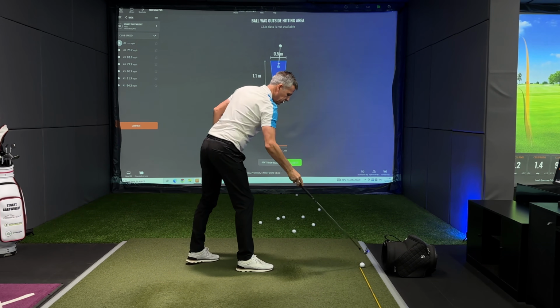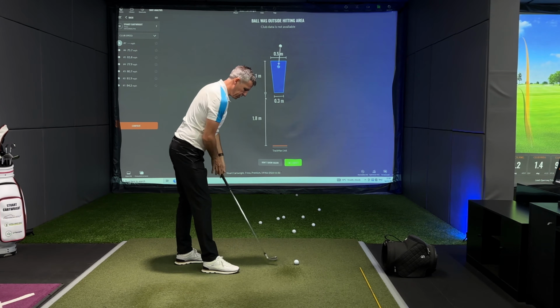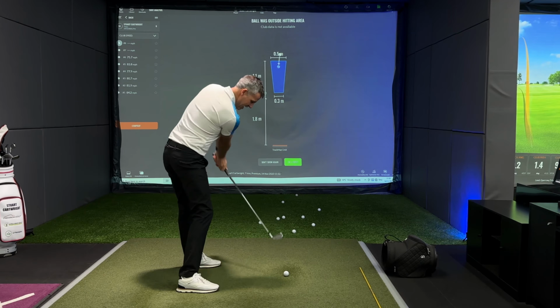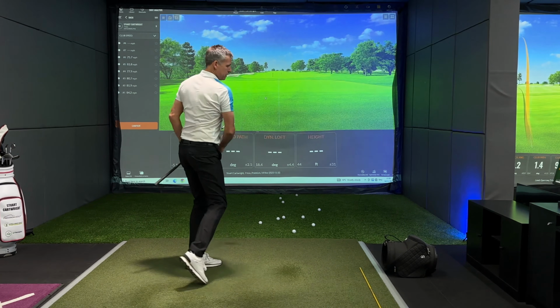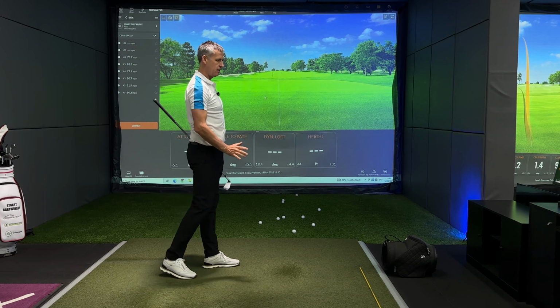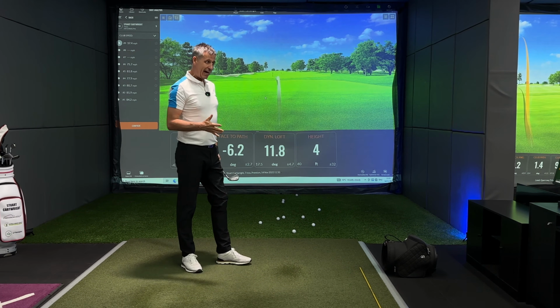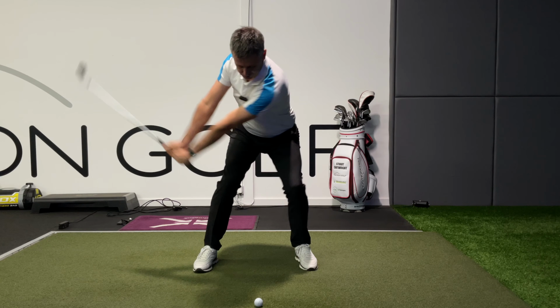Let me see if I can get TrackMan to measure one of those. So let's go one more time. Going to rise up through strike with plenty of shaft lean, and we can see that the angle of attack on that one was actually up 0.5.